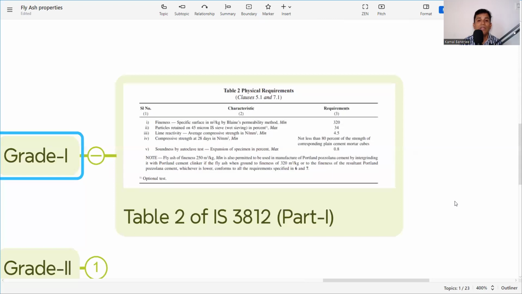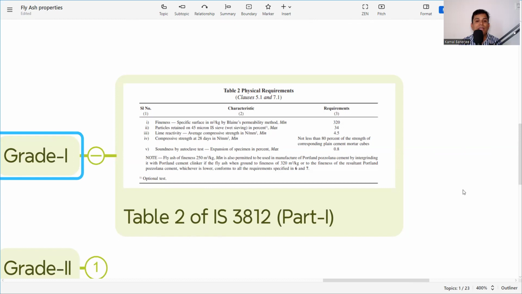What will be the minimum requirement? That is 320. So if we want to use fly ash in concrete or in cement production, the fineness should be 320 minimum. And what is the particle retained on the 45 micron sieve? That should be maximum 34 percent. If it is above that, it is not grade 1.